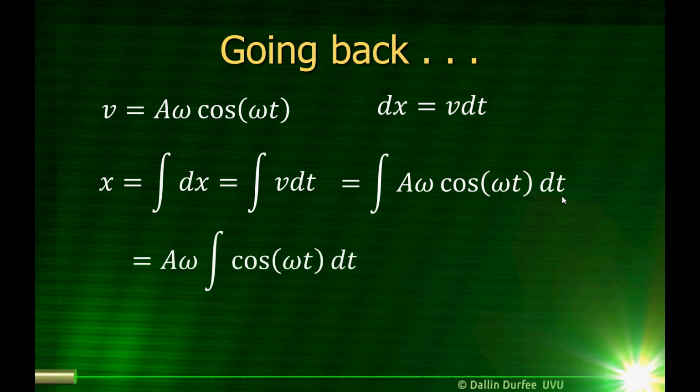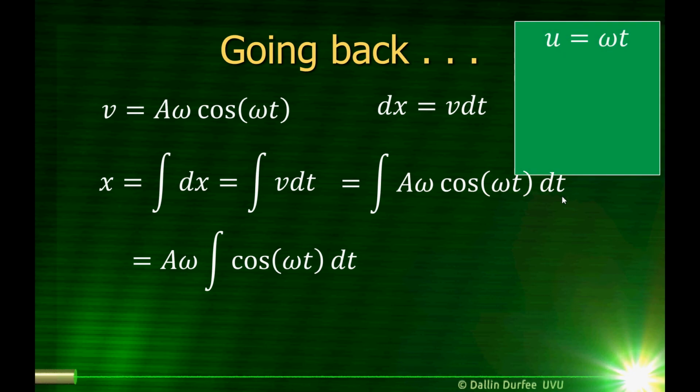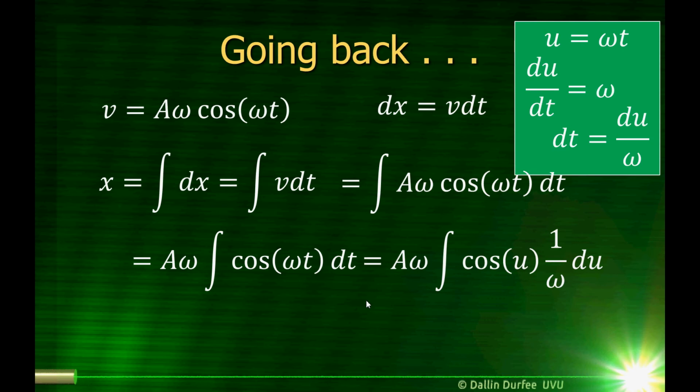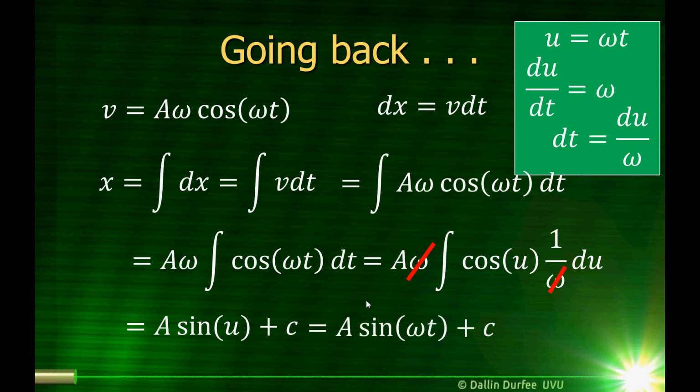And now I'm going to do a u substitution. I'm going to let u equal omega t. That means that du/dt is omega, which means that dt is du over omega. So in my integral, I'm going to replace omega t with u, and I'm going to replace dt with du over omega. The omega is just a constant, it cancels out, and then I just have the integral of cosine u du, which is sine u plus a constant. So my position then is a sine omega t plus a constant.